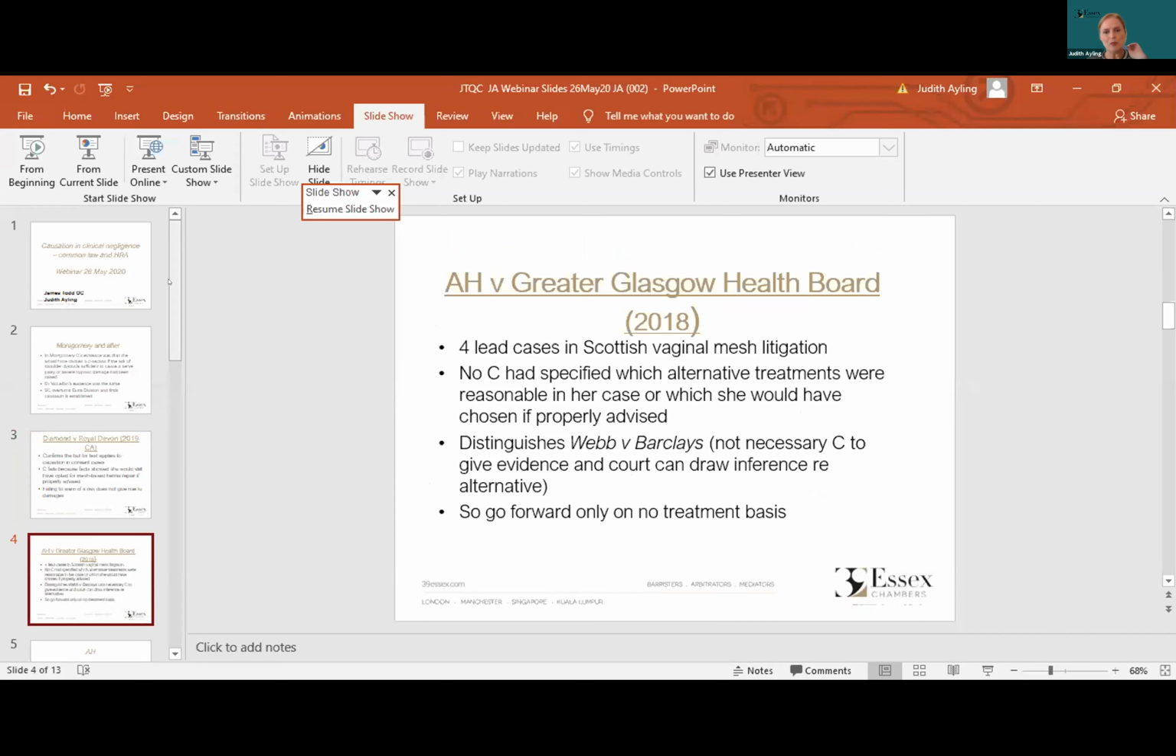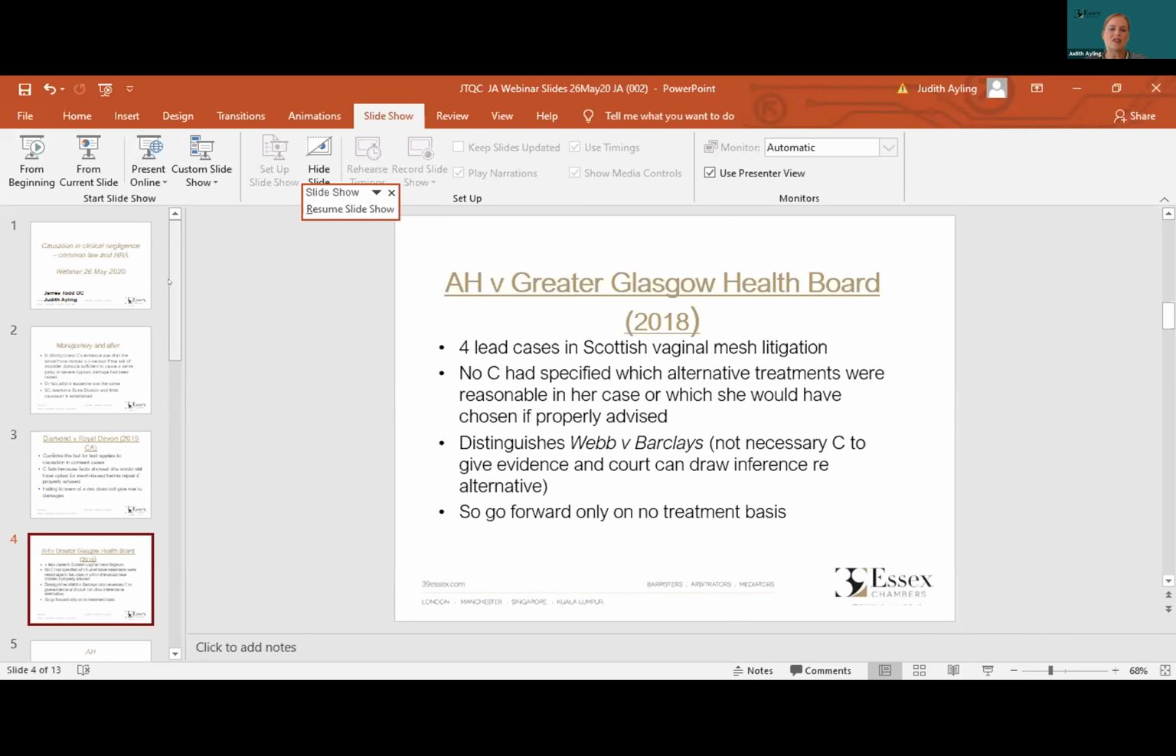Now, some of you will be aware that there is vaginal mesh litigation, of which there's now a considerable amount in England, but there has already been vaginal mesh litigation in Scotland. It's further advanced than the equivalent cases here. So in 2018, there were 4 decisions on 4 lead cases. A lead case approach has been adopted in the Scottish vaginal mesh litigation. And there was judgment in this AH and Greater Glasgow Health Board on some preliminary issues that were thrown up by those 4 lead cases.